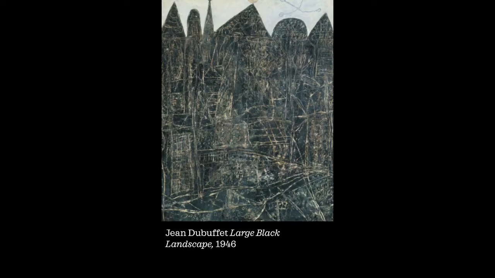All right, and our last example is by Jean Dubuffet. This piece is called Large Black Landscape, made in 1946. And I want you to just look at this example and think about what emotions he's trying to convey, whether it's sad or tranquility, or just really look at your feelings wheel and discuss with the class how this last piece makes you feel.